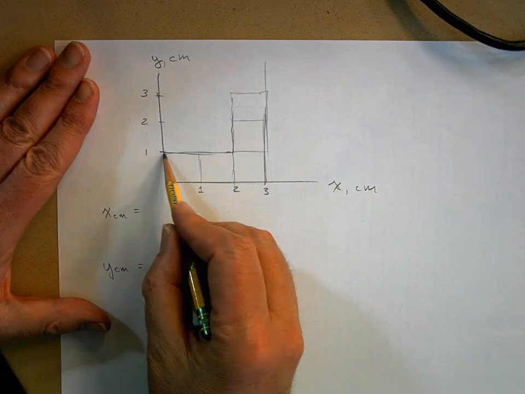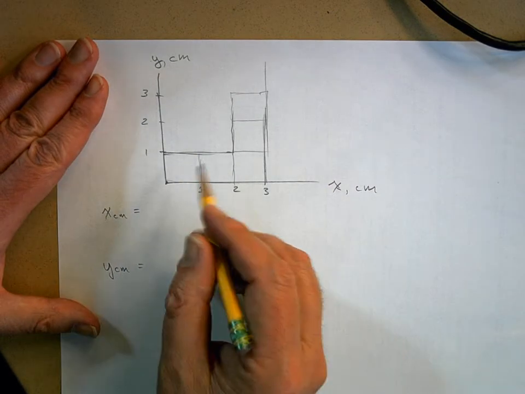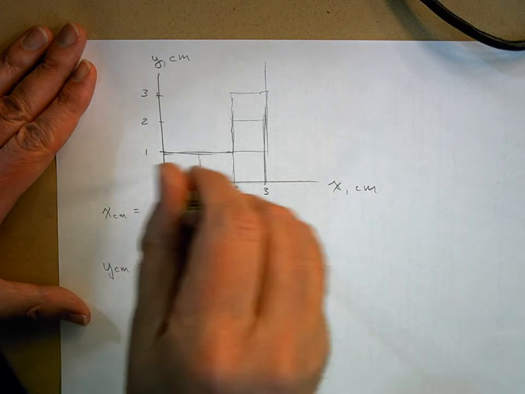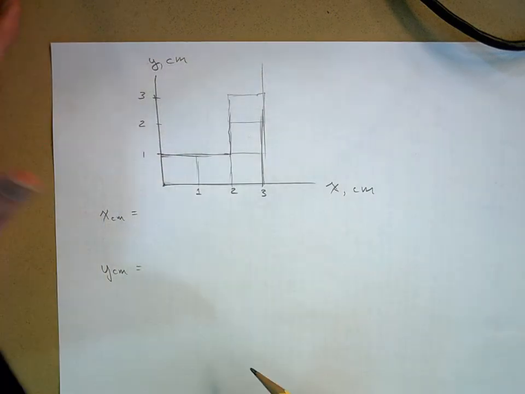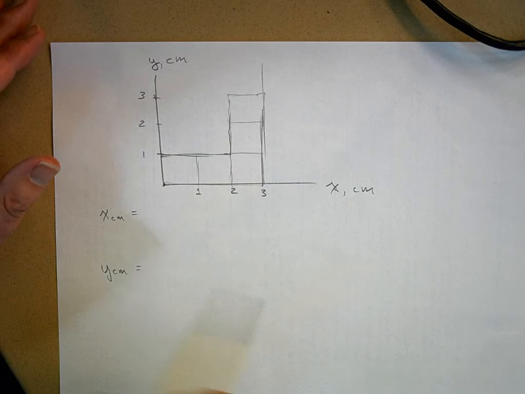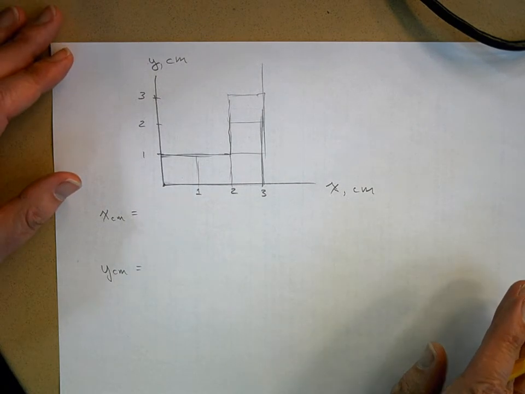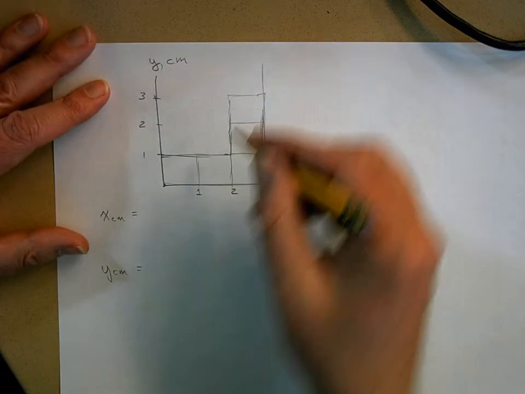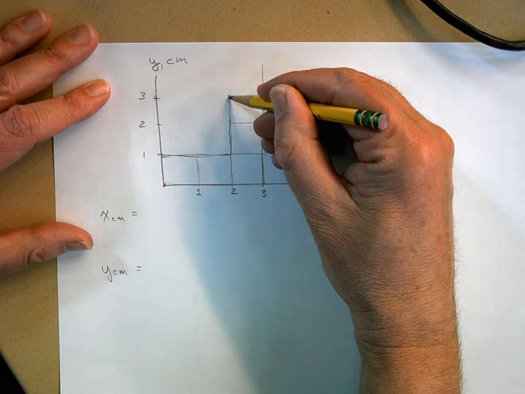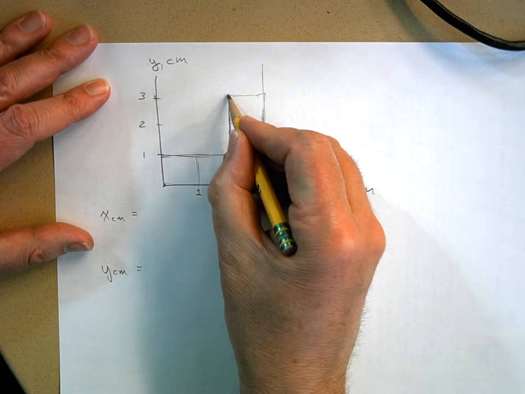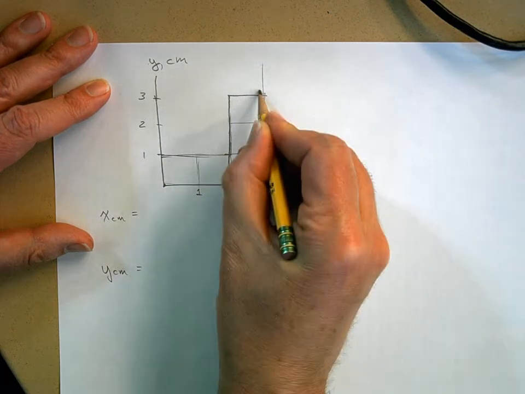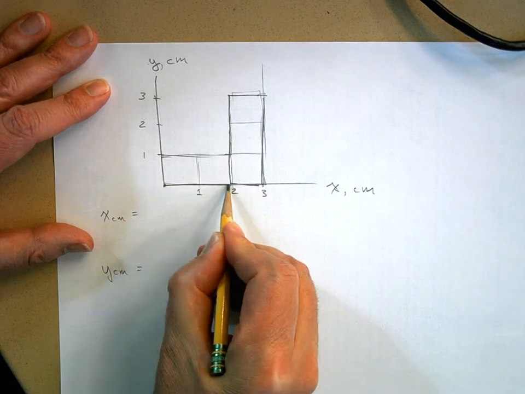Okay, so in the x direction, here's what you can do. You can treat these as 1, 2, 3, 4, 5 separate masses. But if this is a sheet metal part, you can break them up into like 2 shapes, where by symmetry you know where the centers of mass are. And that's what I'm going to do. I'm going to say, let's say this is a rectangle, and this is a rectangle.